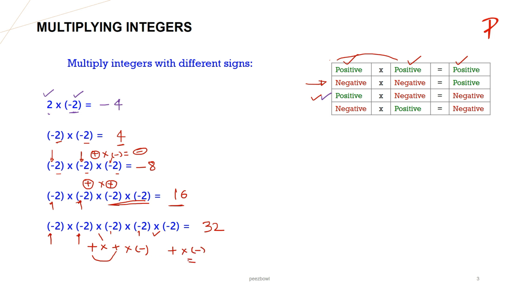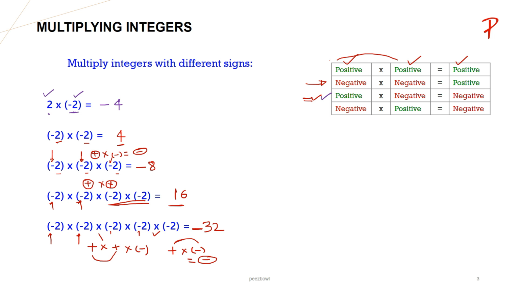What we are going to get? When positive is multiplied by negative, we get negative, right? So the result of this multiplication is negative. So when minus 2 is multiplied 5 times, we are going to get minus 32, right? So hope this is clear to you.